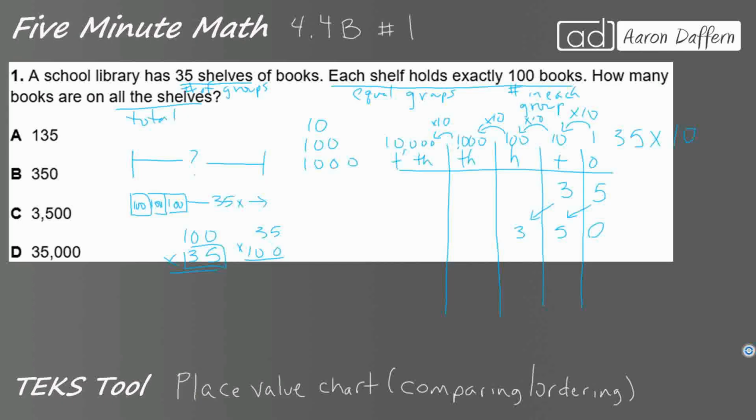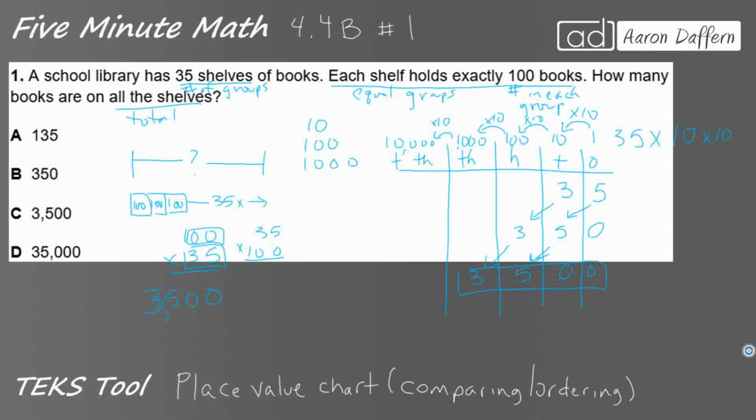So what I could do is shift things over one more time. So 100 ones is going to be 100, or 100 tens is going to be 1,000. And so what I ended up doing was two shifts, or 35 times 10 times 10, and I'm going to end up with 3,500. And that's what we would get if we multiplied 35 times 100. And then you just add the two zeros at the end. That's kind of our shortcut.